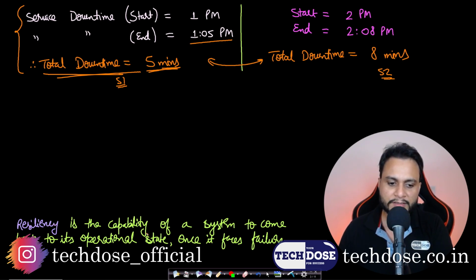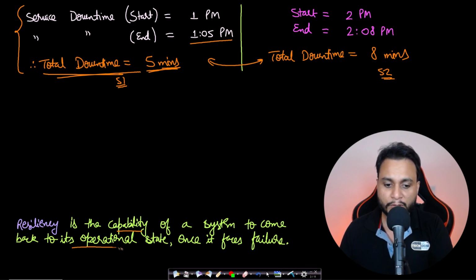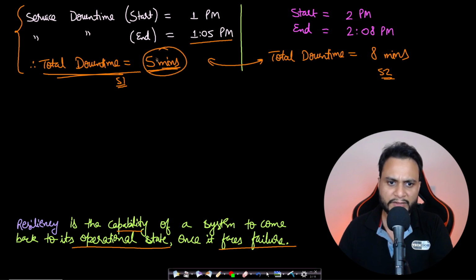Now resiliency says that it is the capability of a system to come back to its operational state once it faces failure. You can say that 5 minutes is a kind of measure of resiliency, and if you can come up within 3 minutes, then those kinds of systems will be said to be more resilient, and if it comes up within 8 minutes, then it is less resilient, right?